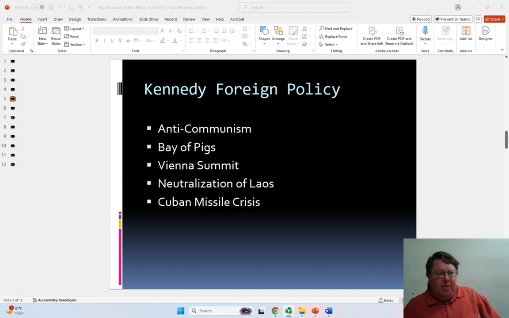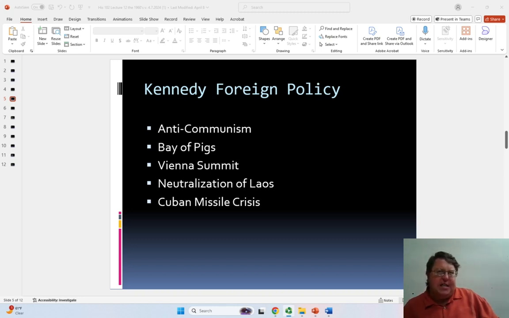Okay. Laos stands out as a successful foreign policy effort to stop the communists, but also not drag the United States into an Asian war. Okay, into a war in an Asian country. And so the neutralization of Laos is viewed as a massive foreign policy win for the Kennedy administration. The last foreign policy thing, the Cuban Missile Crisis.